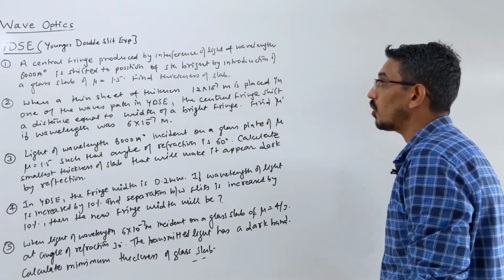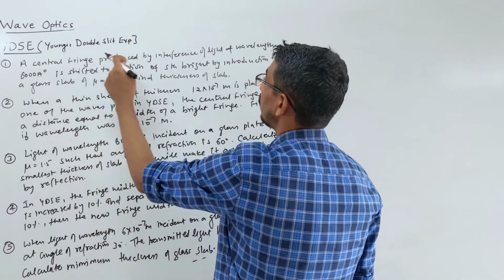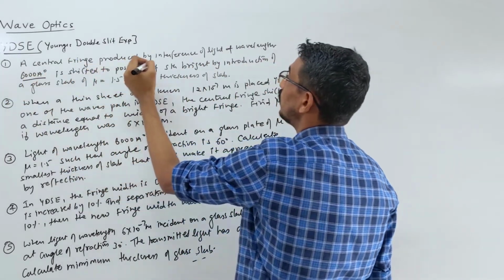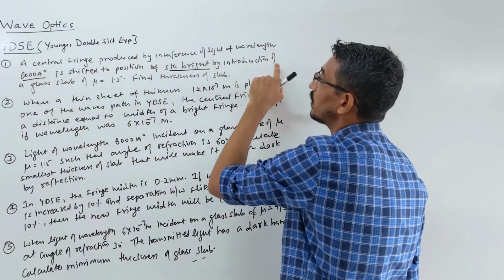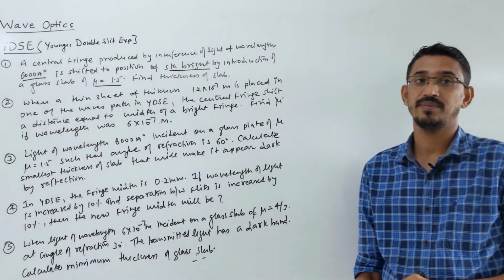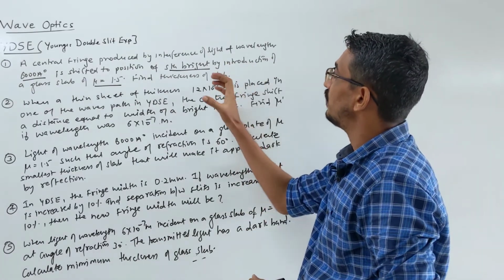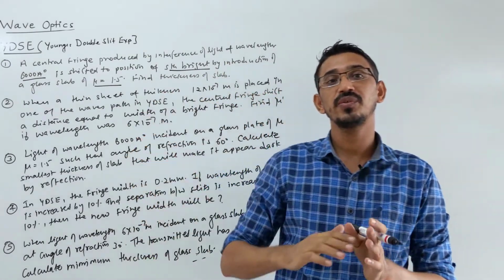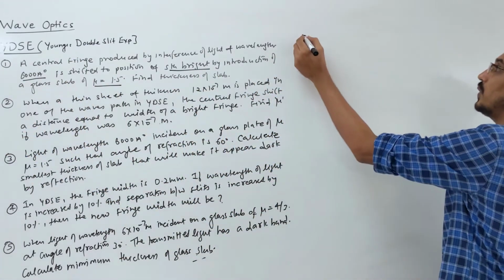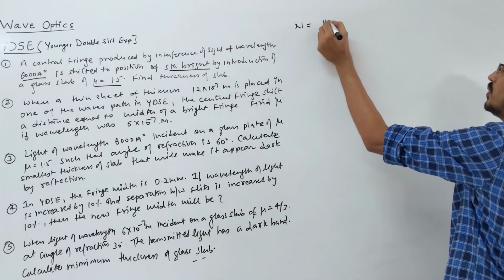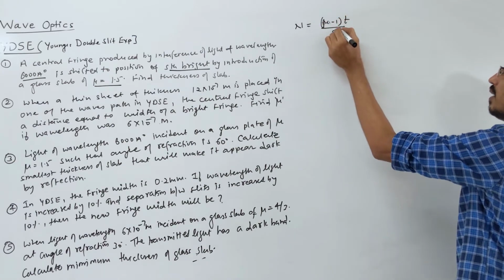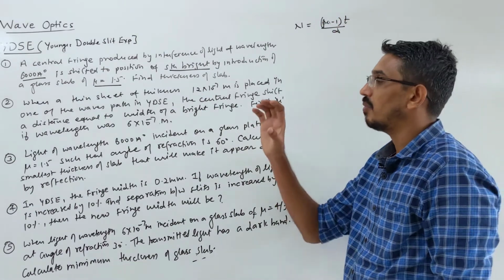Let's see problem number 1. A central fringe produced by interference of light of wavelength 6000 angstrom is shifted to the position of the fifth bright fringe by introduction of a glass slab of this refractive index. Find the thickness of the slab. So they said the central bright fringe is shifting to the fifth bright fringe. So you can write number of fringes shifted is equal to (mu minus 1) t by lambda.